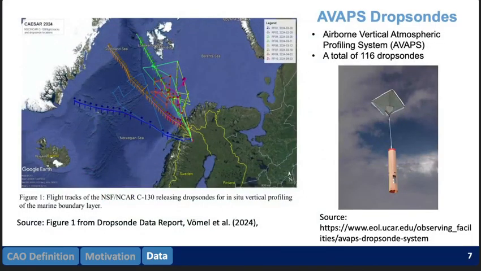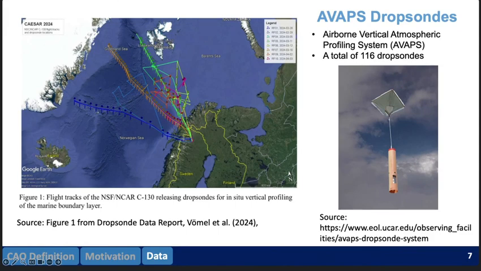And more importantly, we have the dropsondes, the Airborne Vertical Atmospheric Profiling System. During the CAESAR field campaign, we have a total of 116 dropsondes. On the figure on the left, we have the track of the aircraft, and this shows the different locations, with different colors representing different days of measurements. In general, we have 3 full-fledged flights starting from Kiruna, Sweden, all the way to the sea ice, and we also have some other samples here, focusing on the polar lows over here.